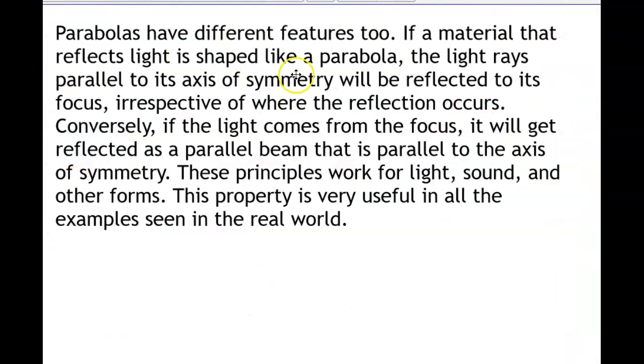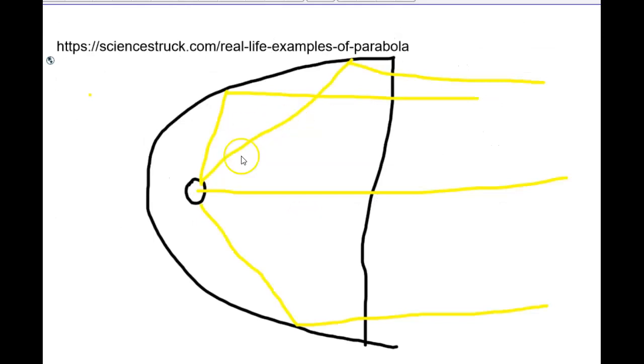Then I have, it says if a material that reflects light is shaped like a parabola, the light rays parallel to its axis of symmetry will be reflected to its focal point. Conversely, if the light comes from the focal point, the focus, then it gets reflected parallel. This works the same for light, sound, and other forms of energy.